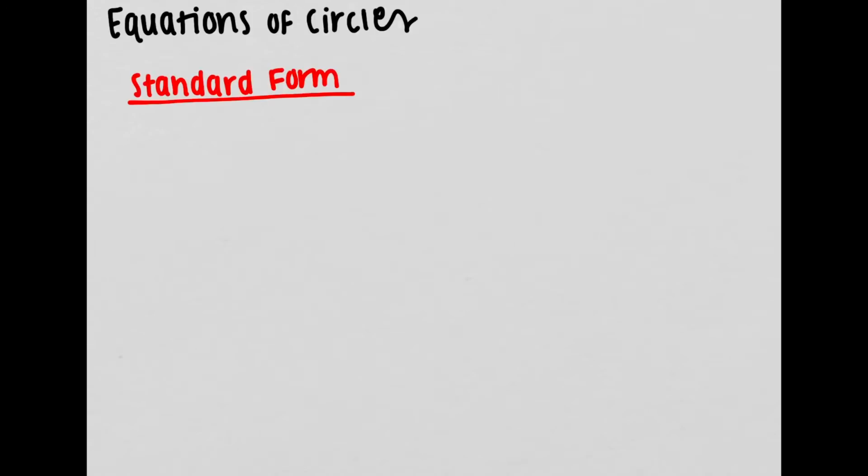Alright, so today we're going into equations of circles. We've done area and circumference, and so now we're moving on to the next topic. Our equation is in standard form. It looks like (x - h)² + (y - k)² = r².